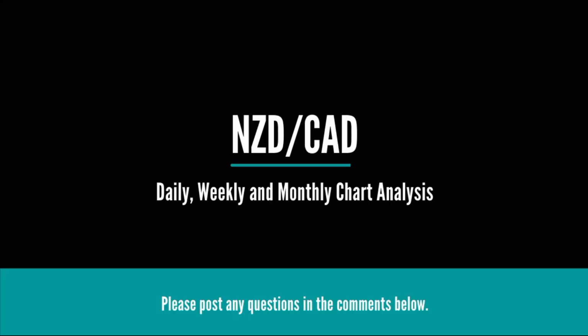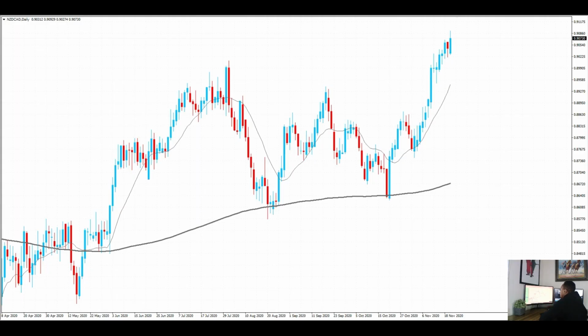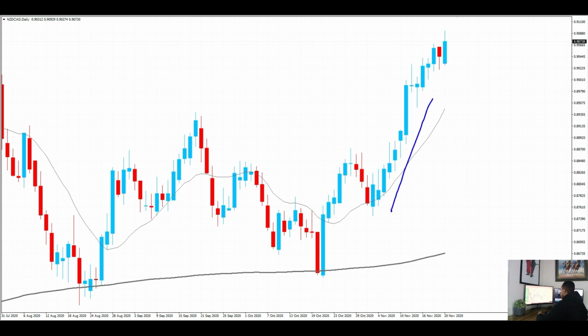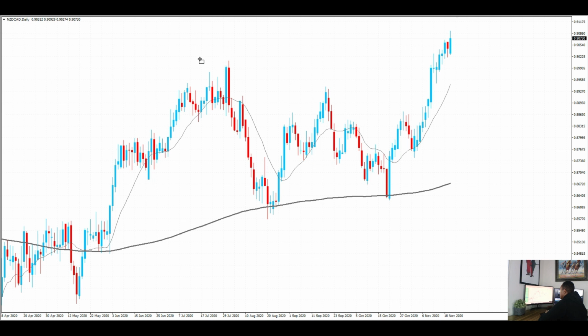Now let's take a look at NZD CAD. Okay, so for NZD CAD on the daily chart, you can see we're having a big push to the upside. So far, price has been really bullish. We did see price go and break through this area of resistance here.